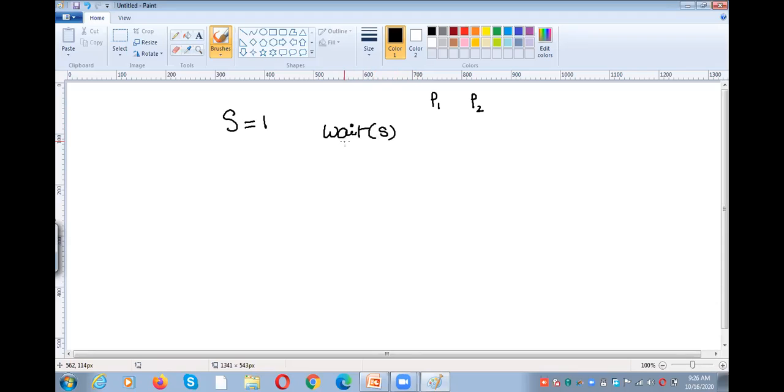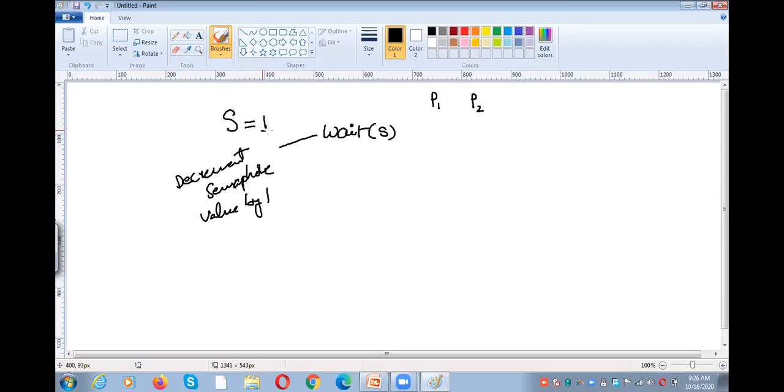What is the wait operation? Wait operation means decrementing the semaphore value by 1.